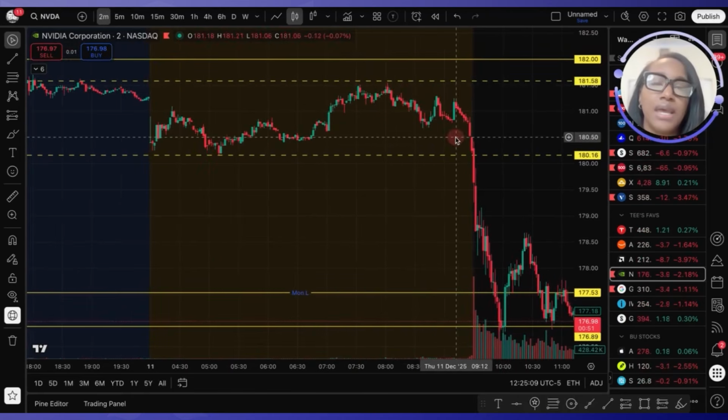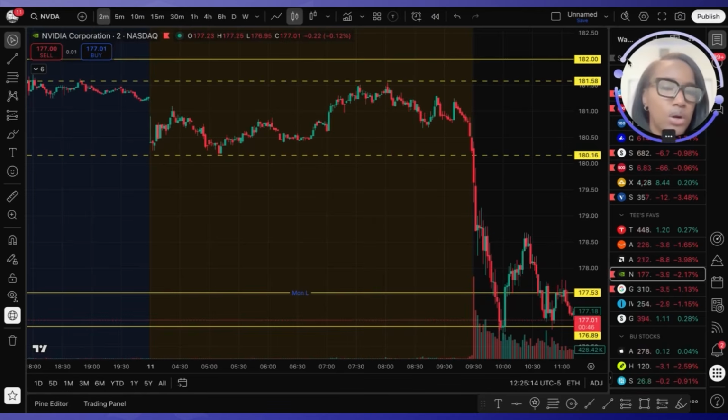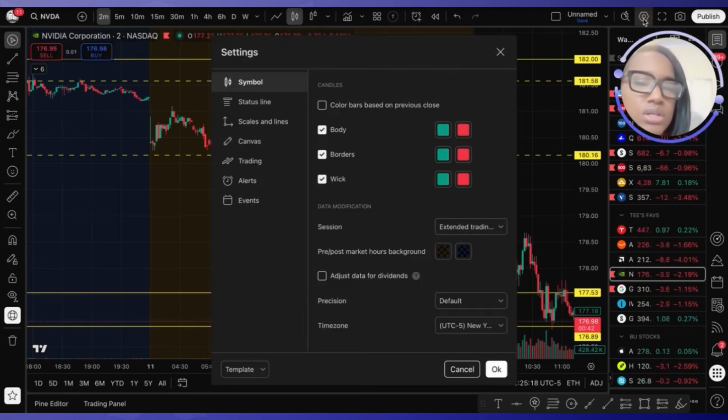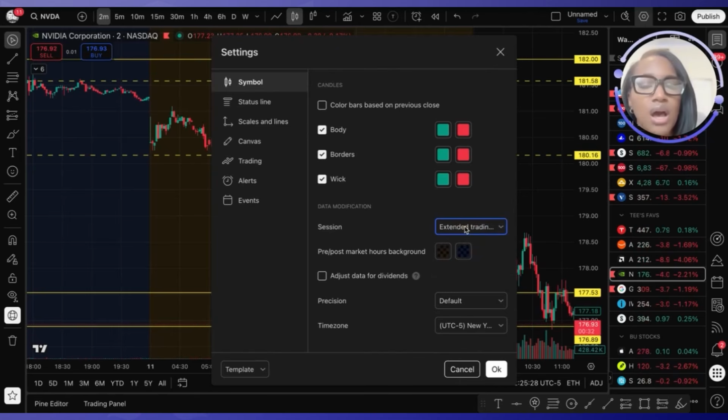Now you might say, hey, Tanisha, how do I even know what pre-market is? How do I get that on my chart? No worries. If you're using tradingview.com, all you have to do is go to this little gear tab right here, go to the settings section, and make sure you're on the symbols. You want to make sure that your session says extended trading. If it doesn't, it's probably on regular trading. So just simply toggle that on.